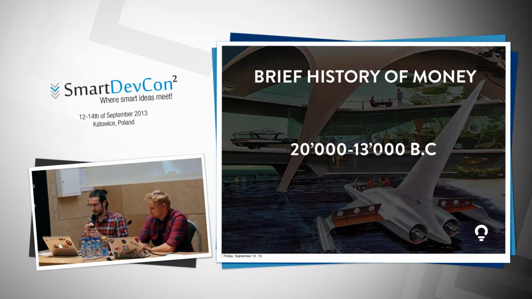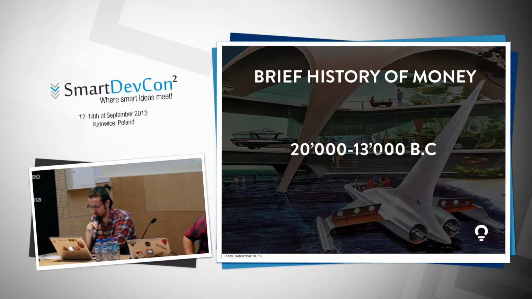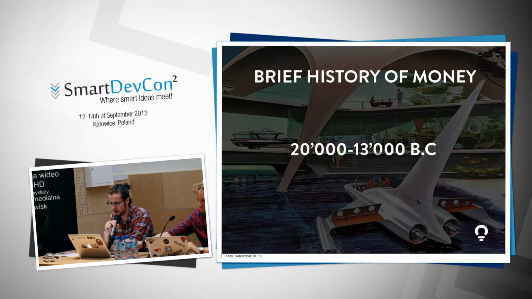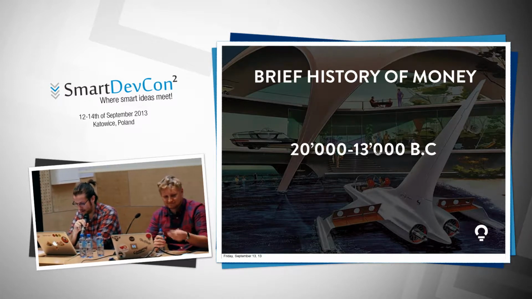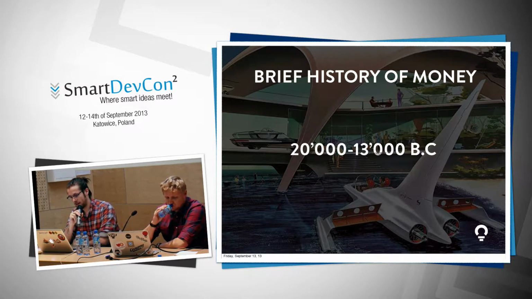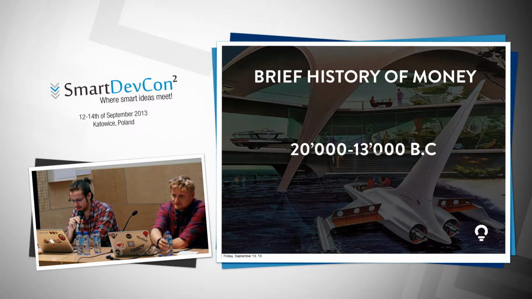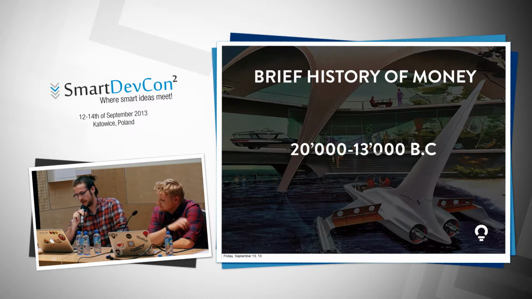So everything began around 13 millennia before Christ. We'll be talking about a brief history of money in general. And 20 millennia before Christ, actually, something very, very important happened. Something that we can call goods or barter emerged, and this was due to the domestication of plants and animals.